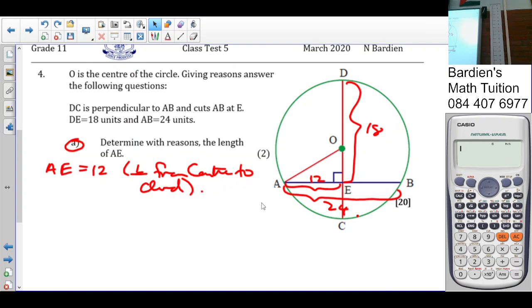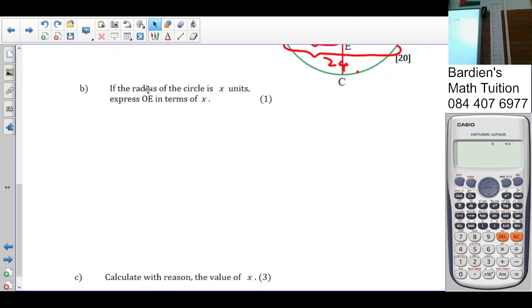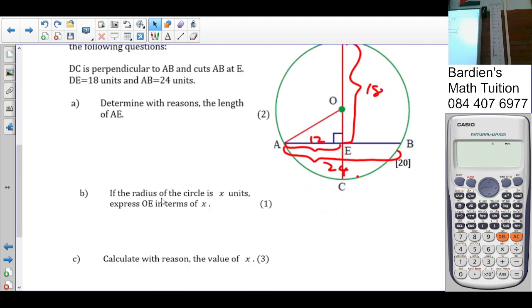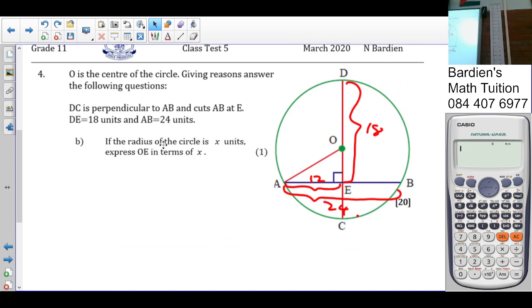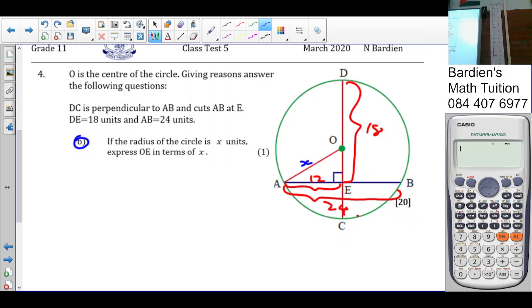You all okay with that? I'll take it off. I'm going to paste B over that, so I'm going to keep the diagram in focus. Okay? If the radius of the circle is x, then this length is also x, and that length is x. Not so? So all those lengths are x.